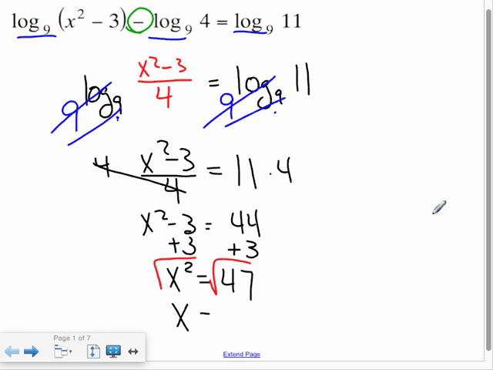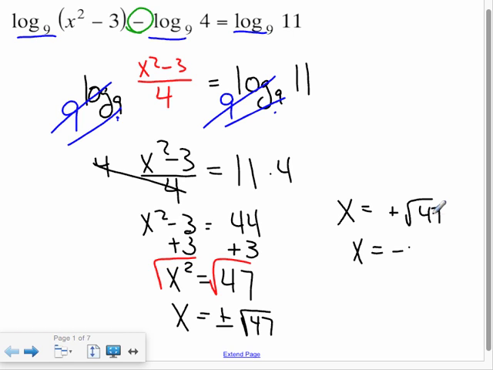Since we are big kid math, we do a positive, negative square root of 47. 47's prime, so you can't break that down into 3 times something or 9 times something or 4 times something, and you're not going to have a perfect square that goes into it, so you're going to leave it alone. You can write a decimal if you'd like, but it's really nice to just leave it like that. Now, I'm writing a positive negative, so I actually have 2 answers.